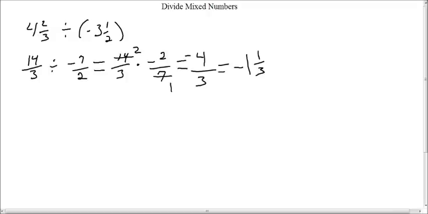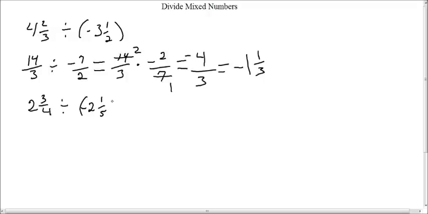So again, I just want to make sure that you understand that once you do your cross dividing, however, if you get an improper fraction, you must reduce that in simplest terms. Okay, let's take a look at another one. 2 3/4. And let's divide that by a -2 1/5.